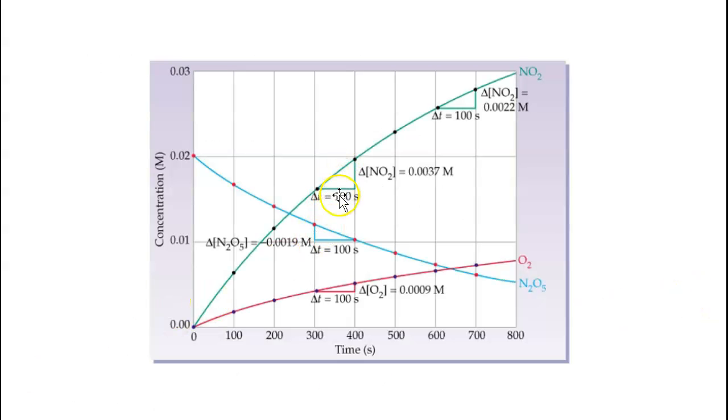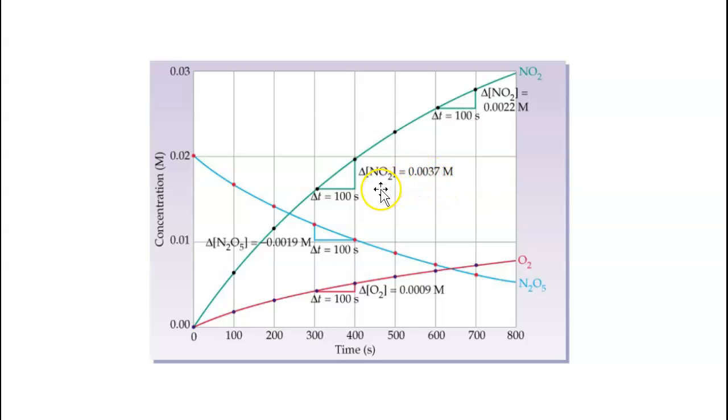So you can see that here, the time interval, let's take a look at the NO2, right? So if we look at this time interval from 300 to 400 seconds, T final would be 400, T initial would be 300, so our delta T would be 100. Our final concentration is pretty close to 0.02 molar. Our initial concentration is somewhere between 0.015 and 0.02 molar. And so the change would be roughly 0.02 minus 0.016, let's say. And then we would just divide those two numbers, and that would be 0.0037.